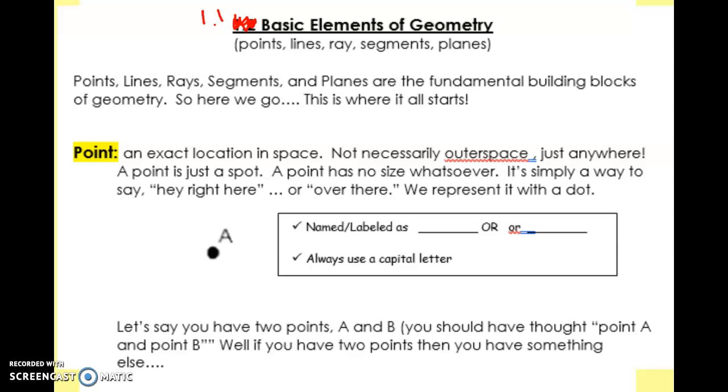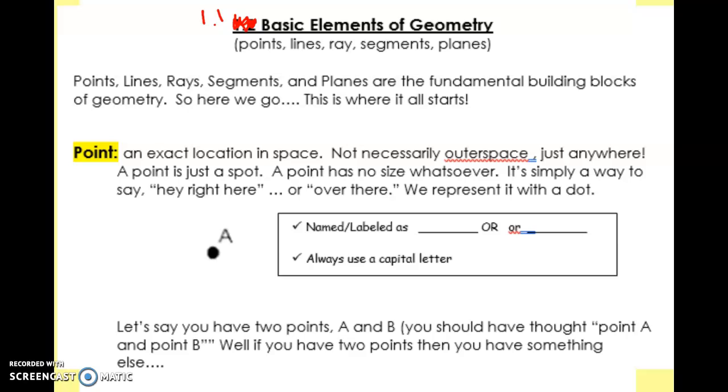So let's take a look at some geometry. To dive in, the first thing we're going to look at are the basic elements of geometry, which include points, lines, rays, segments, and planes. These are all considered the fundamental building blocks of geometry and are highly used throughout most of the units of study. So here we go. This is where it all starts.